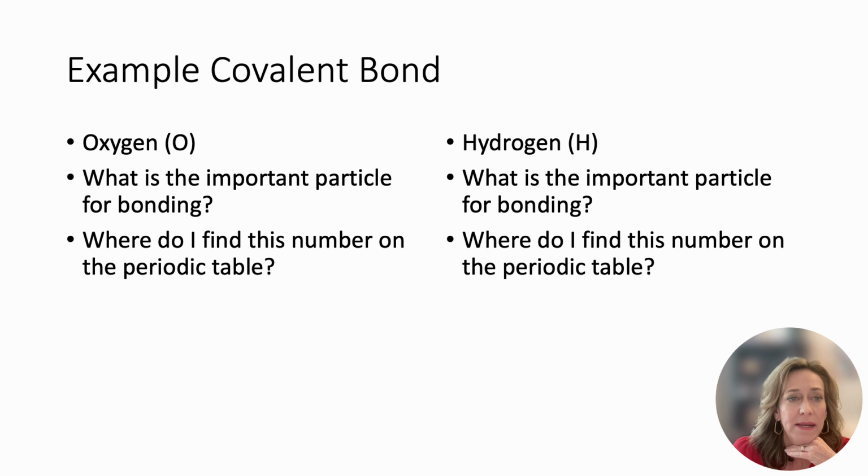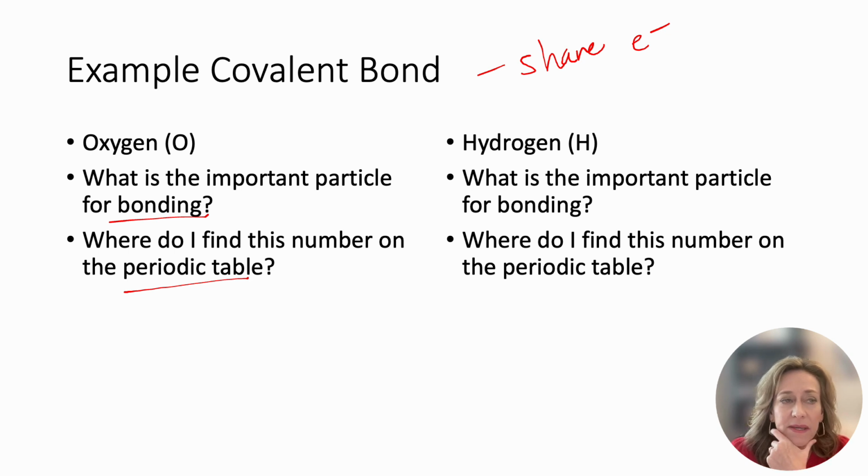Now, a covalent bond happens when atoms share electrons. We have the same questions. What's the important particle for bonding? Always going to be electrons. Where do I find that? Now we know we find it in the periodic table. The interesting thing that I want to make sure we don't forget is that even though atoms are sharing electrons, they don't always share equally. One atom may have more attraction and may keep the electron around that atom more of the time, but it's not a transfer. There are no positively charged ions and negatively charged ions. It's just an unequal sharing.